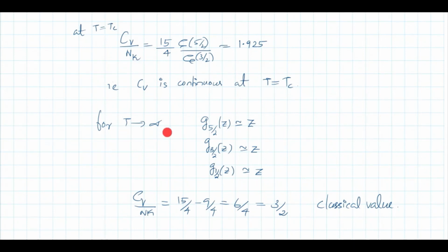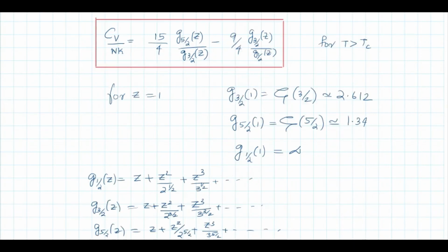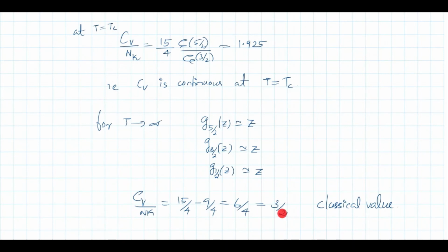Now, for T tends to infinity, what will happen? All this g_{5/2}(z) becomes z, g_{3/2}(z) becomes z, g_{1/2}(z) becomes z. All this becomes z. And if you substitute this as z, this will be 15/4 minus 9/4, and that will be 3/2. So it is the classical value. It is the classical value.